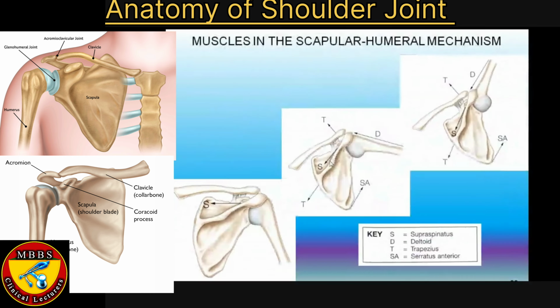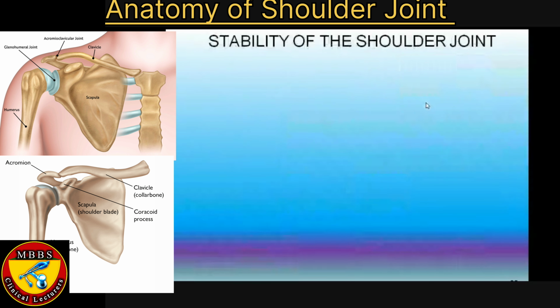This is the supraspinatus muscle, the deltoid muscle, the trapezius, and the serratus anterior, which I told you that the supraspinatus is the initiator of the abduction, followed by the deltoid muscle with the assistance of the overhead abduction, with the serratus anterior assisted by the trapezius muscle.